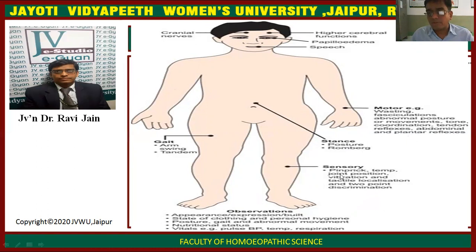In the sensory examination, you have to check for pinprick, temperature, joint position, vibration, tactile localization and two-point discrimination. You have to observe the appearance and expression of the face, the build, the state of clothing and personal hygiene. You have to check the posture, gait and abnormal movement, the nutritional status of the patient, whether he is undernourished, malnourished, or overnourished, that is obese. You have to check the vitals, that is pulse, blood pressure, temperature and respiratory rate.